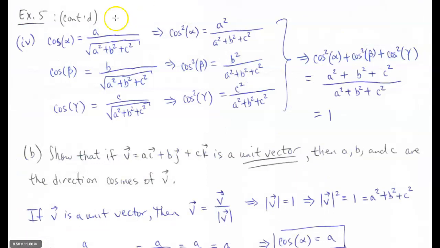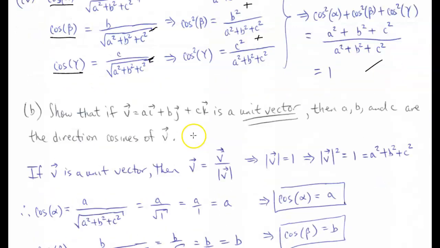So on the next page, the summary of the result: cosine of alpha, cosine of beta, and cosine of gamma are going to be A, B, and C, all divided by the magnitude of V. If you square those, in the denominator it gets rid of the square root sign, and in the numerator it just squares A, B, and C respectively. If we add all these together, we just have A squared plus B squared plus C squared divided by the same thing, and that ends up giving you 1.